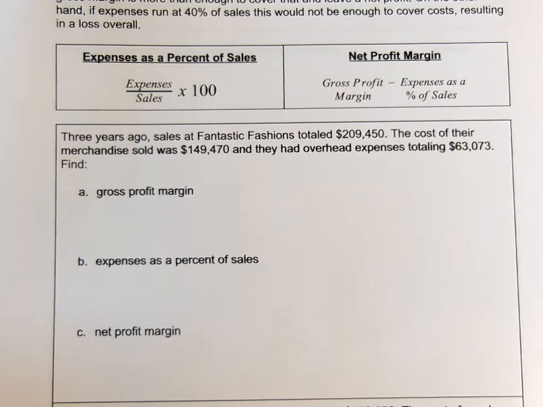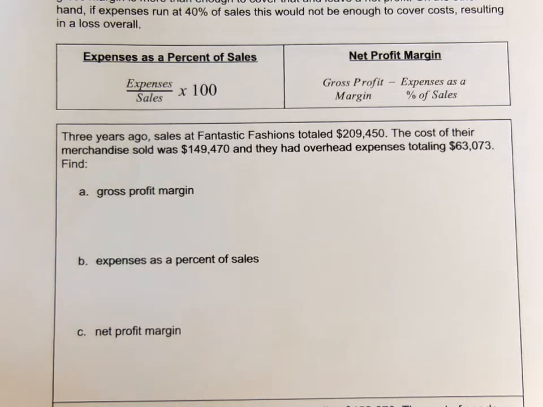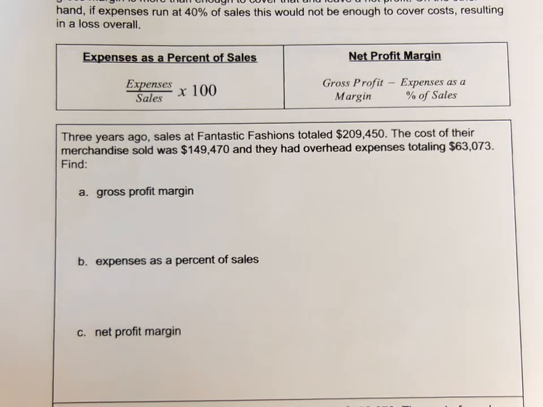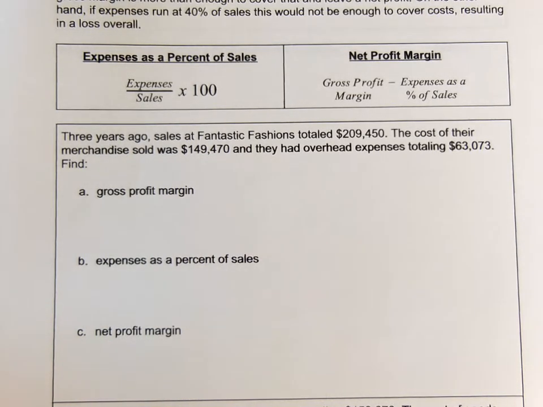On the other hand, if expenses run 40% of sales, this would not be enough to cover costs, resulting in a loss overall. So, we're going to look at two situations, one where they have a positive net profit margin, meaning they've earned money, and one where they have a negative net profit margin, which means they've lost money.